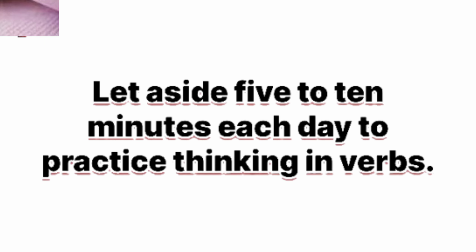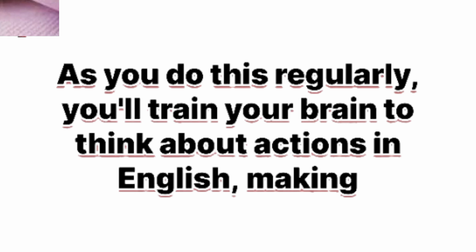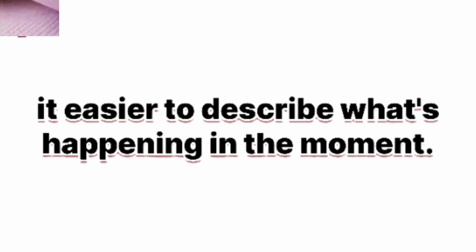Key practice tip. Set aside 5 to 10 minutes each day to practice thinking in verbs. Pick a different place each day and focus on the actions happening around you. As you do this regularly, you'll train your brain to think about actions in English, making it easier to describe what's happening in the moment.